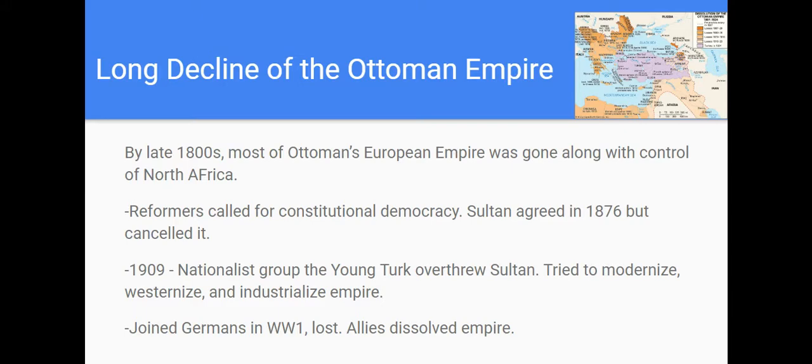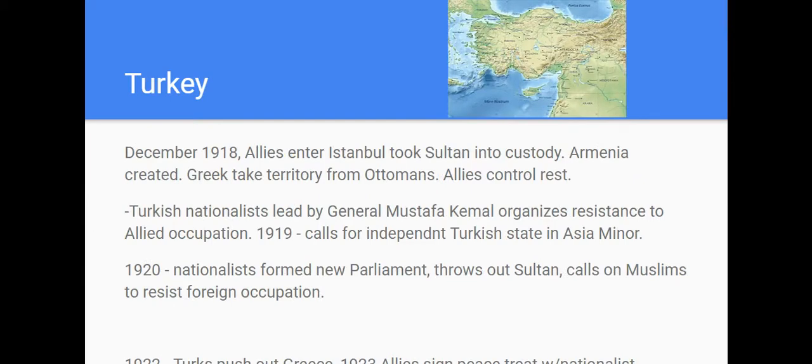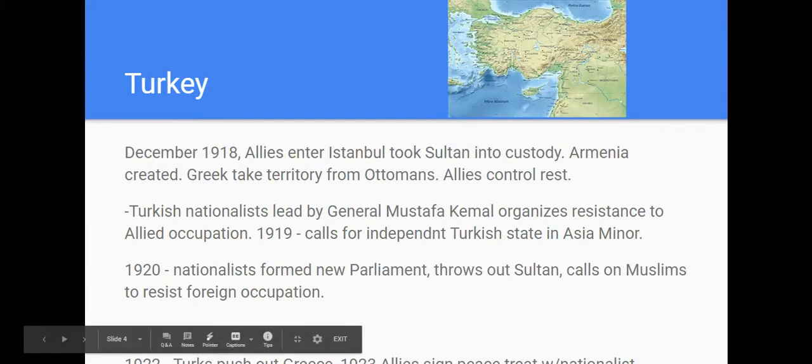The Young Turks and the Ottoman Empire joined the Germans in World War I, hoping to show their military force to try to gain some territory from the Allies, but they join the wrong side and they lose. And after World War I, the Allies dissolve the Ottoman Empire. So Turkey, this is blocking. First, the Ottoman Empire is dissolved.